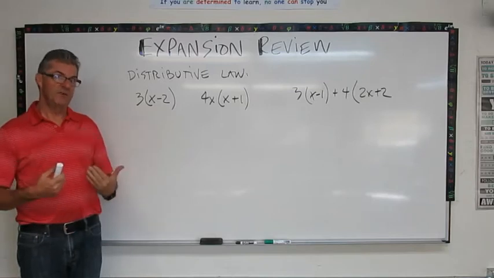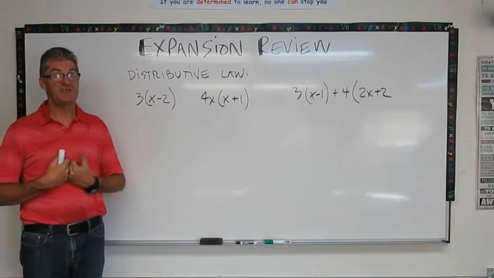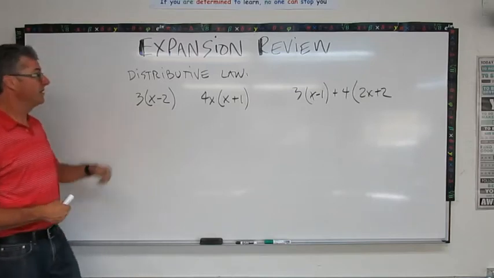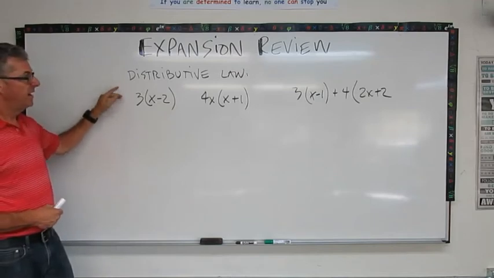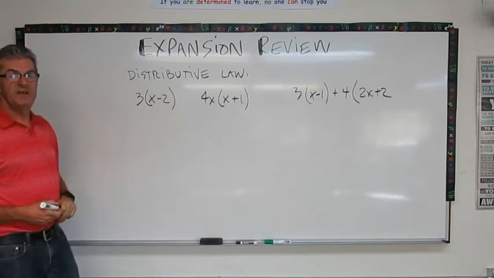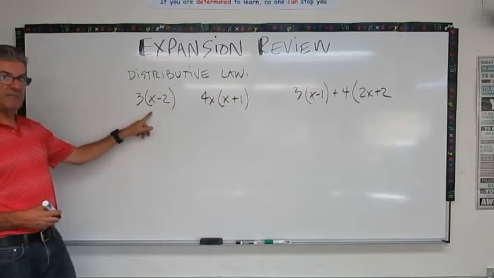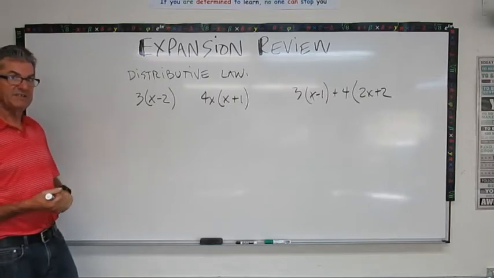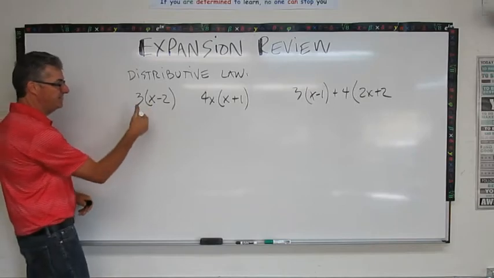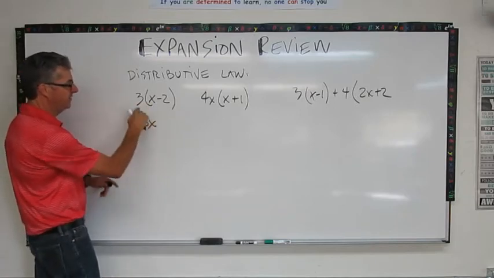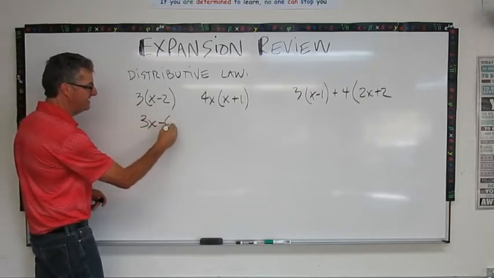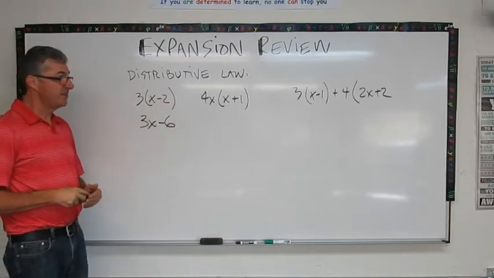Today, we're going to review the recently covered expansion techniques, starting with our distributive law. I've got 3 example problems, and let's work through them. Pause the video, see if you can do that. Okay, let's see how it went. 3 times x is 3x. 3 times negative 2 is minus 6. Great, now try this one.